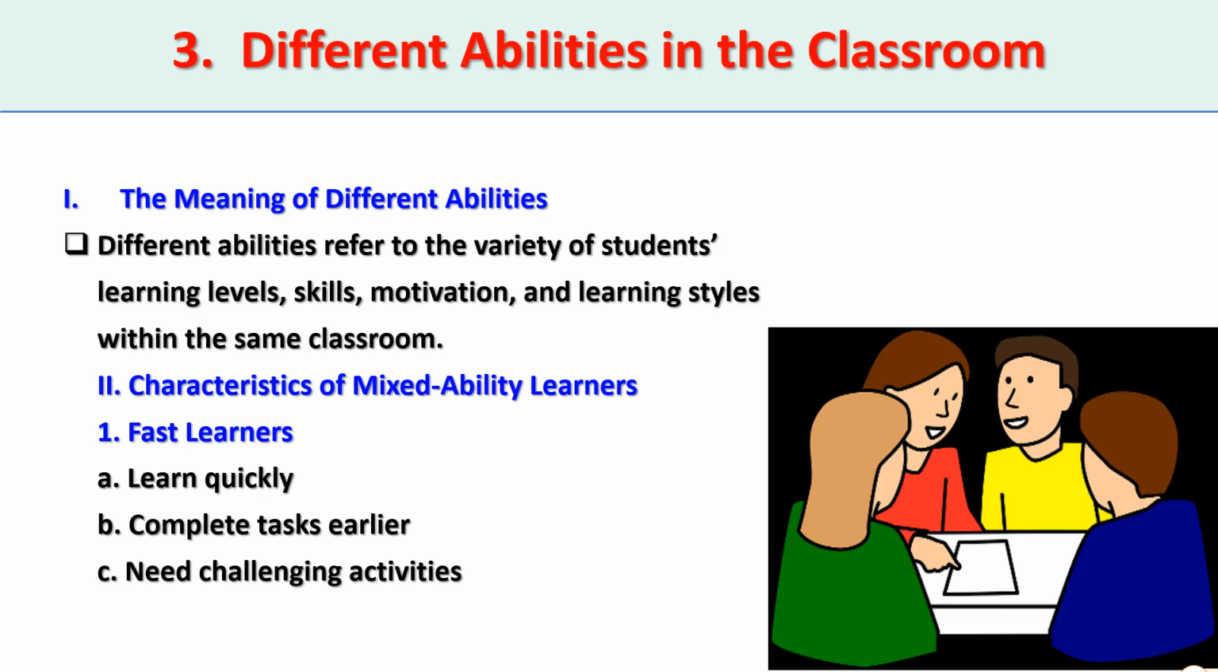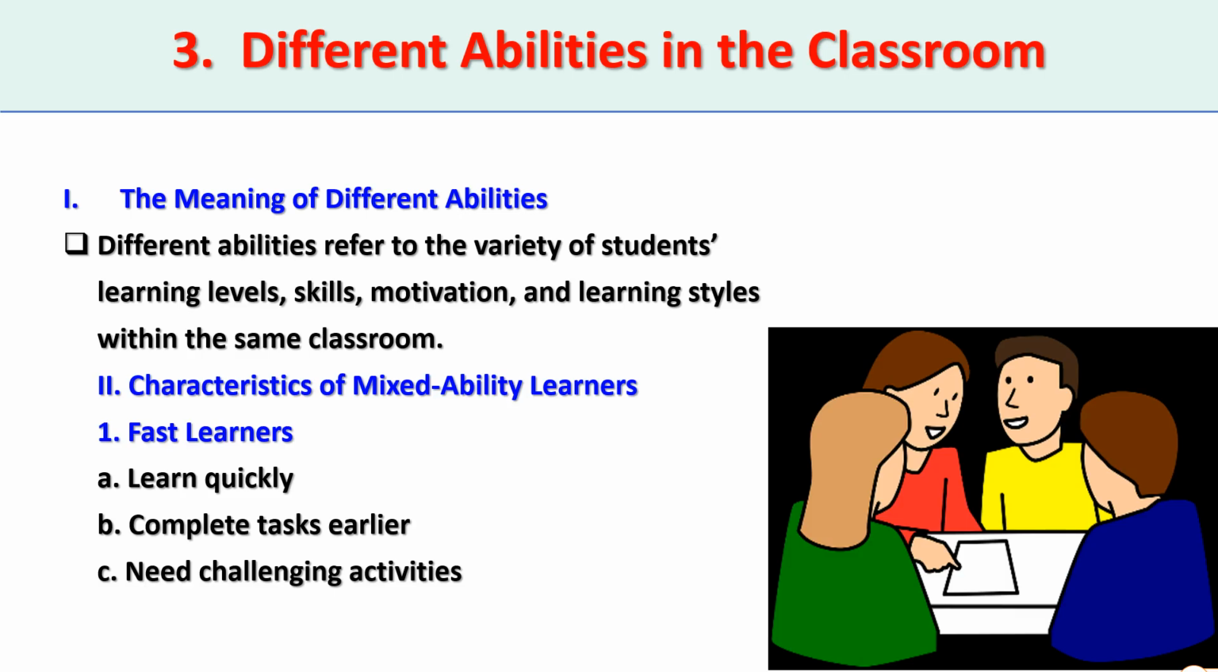Okay, so in this slide, I will discuss the different abilities in the classroom. So let me introduce you to the meaning. Different ability refers to the variety of students' learning levels, skills, motivation, and learning styles within the same classroom. As we know, every single student comes to us with a completely unique blend of learning levels, practical skills, motivation, and learning styles. They don't start at the same place and they don't learn at the same pace.